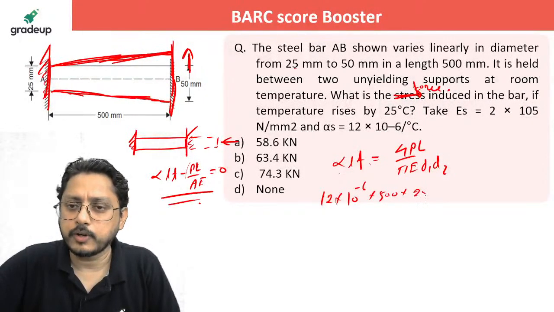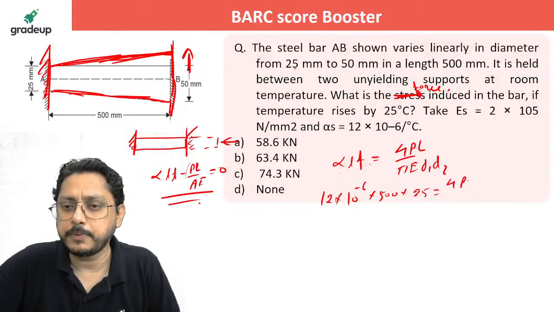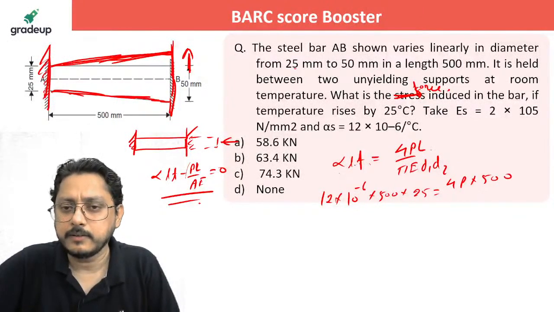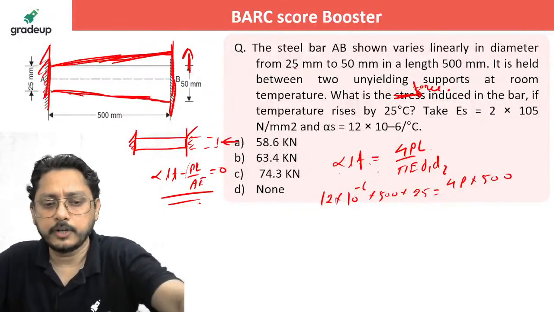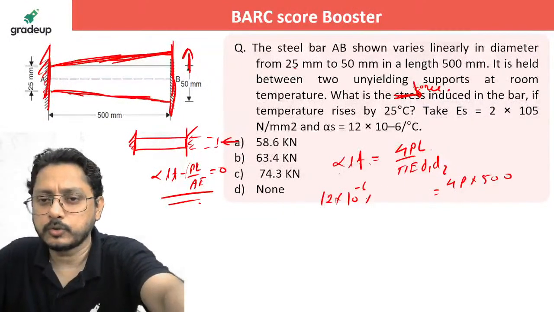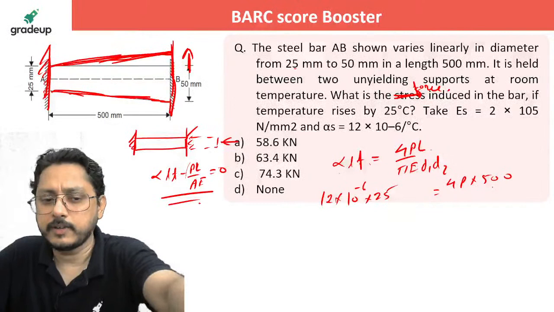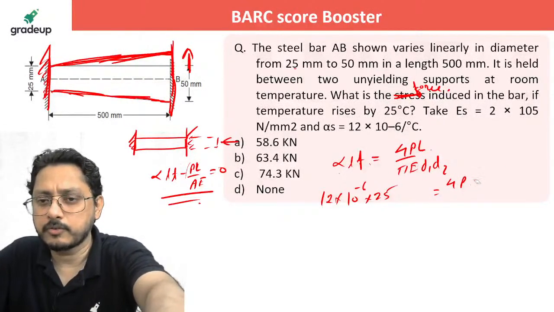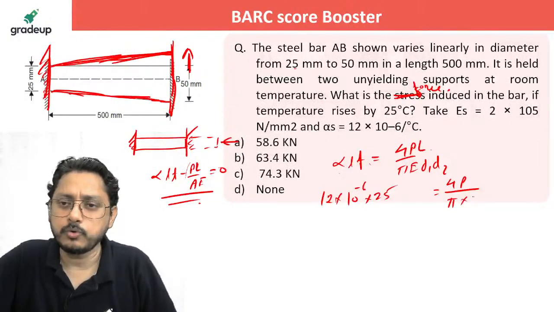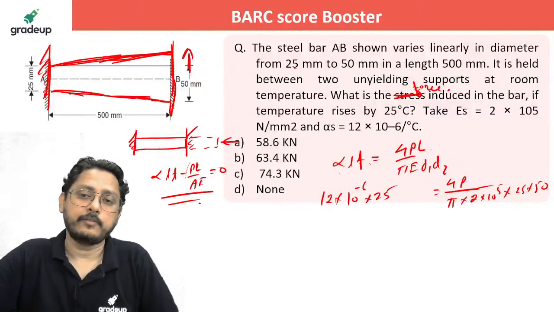25 degree then must be equal to 4P and L is 500. Actually L will get cancelled, no need to write it down. L will get cancelled, isn't it? So T is only 25. L here is also not going to come. So 4P divided by pi into 2 times 10 to the power 4 into d1 d2, that is 25 and 50.